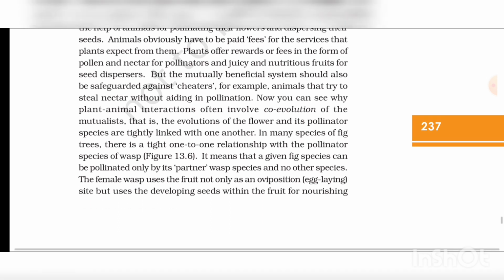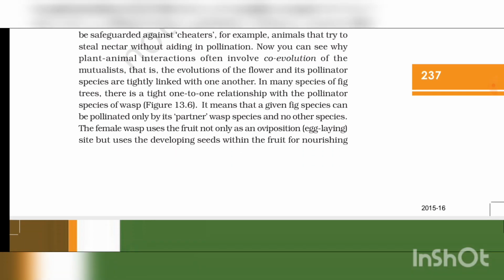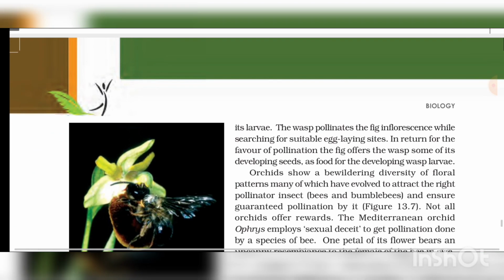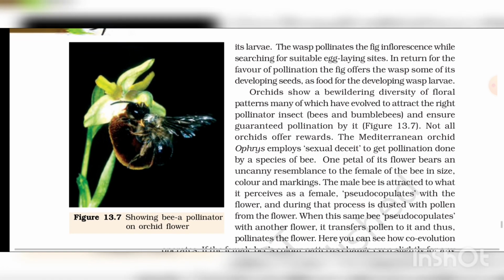The female wasp uses the fruit not only as an oviposition site but uses the developing seeds within the fruit for nourishing its larva. The wasp pollinates the fig inflorescence while searching for suitable egg-laying sites. In turn for the favor of pollination, the fig offers the wasp some of its developing seeds as food for developing wasp larvae.